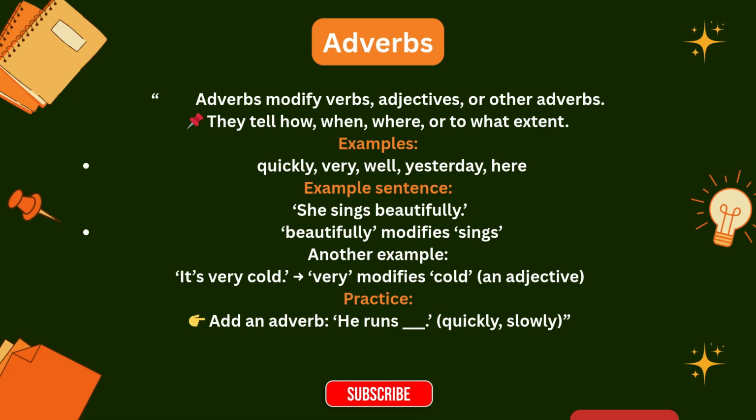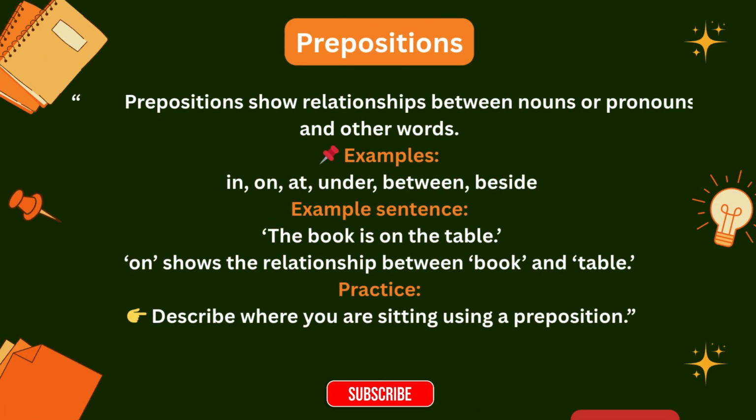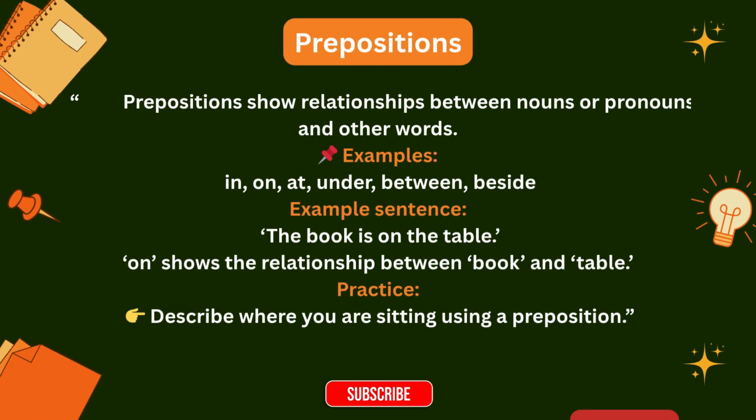Adverbs. Adverbs modify verbs, adjectives, or other adverbs. They tell how, when, where, or to what extent. Examples: quickly, very, well, yesterday, here. Example sentence: she sings beautifully. Beautifully modifies sings. Another example: it's very cold. Very modifies cold, an adjective. Practice. Add an adverb. He runs blank. Quickly, slowly.